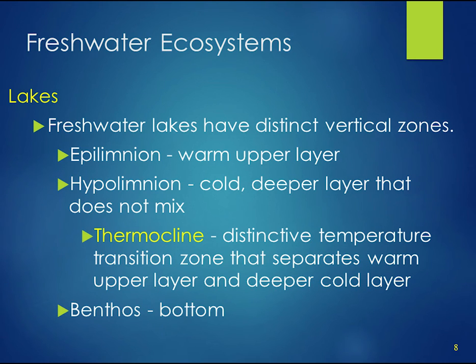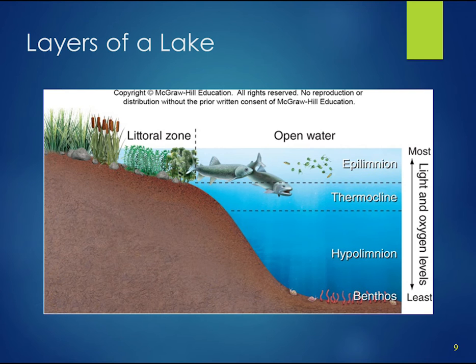The bottom of the lake and river is known as the benthos. Organisms associated with the benthos are called benthic organisms. The nearshore area is known as the littoral zone and is often where people concentrate fishing. An illustration of layers of a lake, showing the littoral zone and open water.